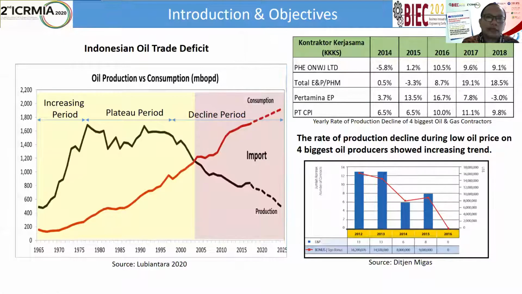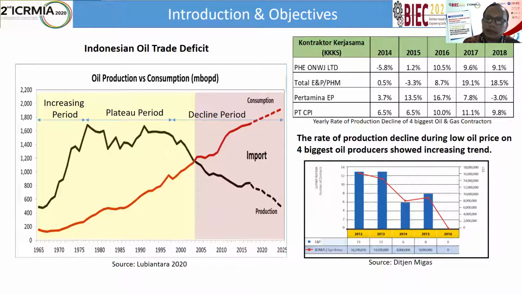So, starting with the introduction, the picture on the left is showing the historical oil production and consumption. Starting in 2003, Indonesia became a net oil importer. The problem is the oil trade deficit becomes larger and larger. The table on the right is showing the rate of production decline during low oil prices from the four biggest oil producers, which is also showing an increasing trend.